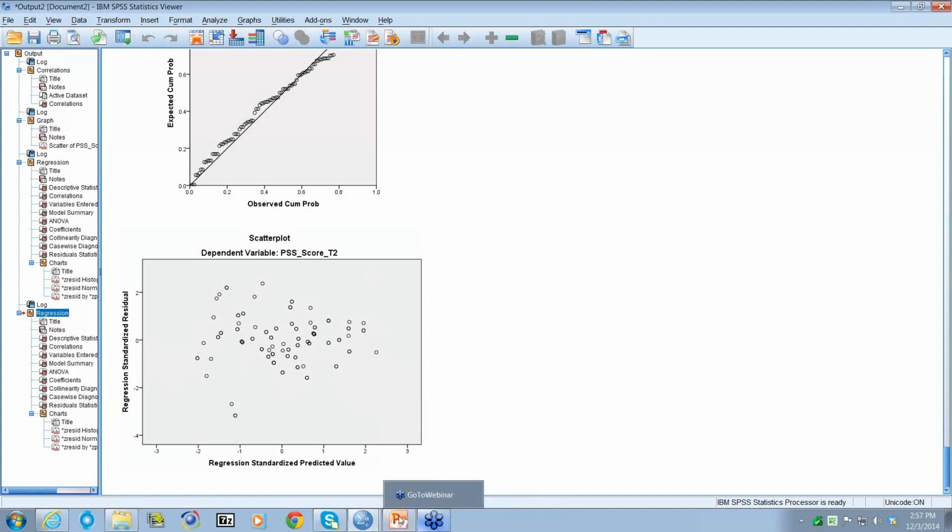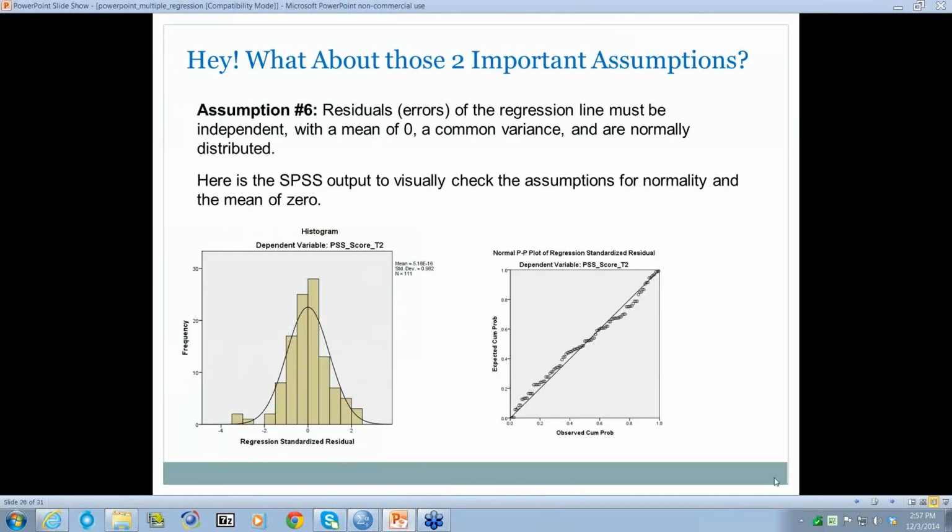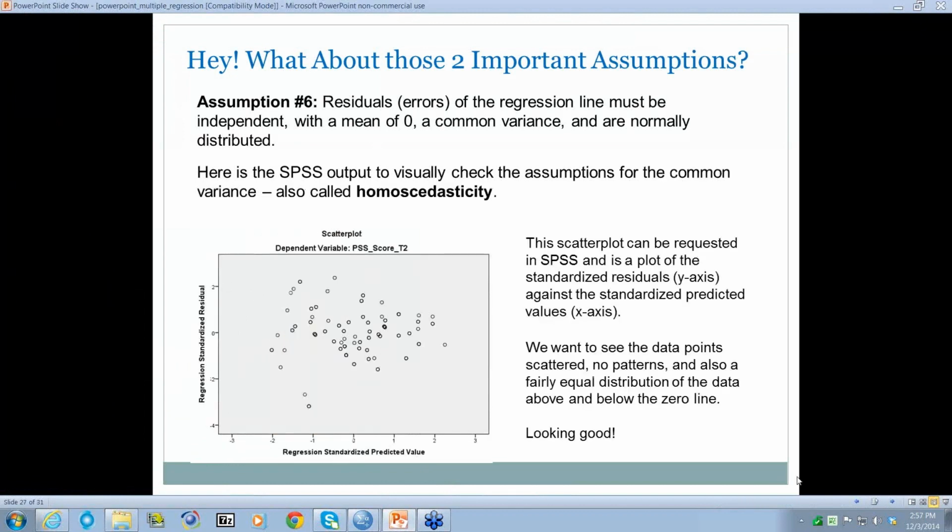Okay, so we're running out of time. I knew it would go a little long. But here it is in the output too. And there's our scatter plot. Everything is looking good. And it was looking good in the model I ran too today.